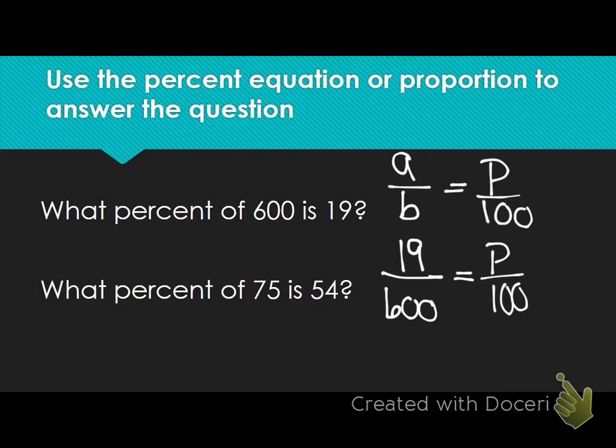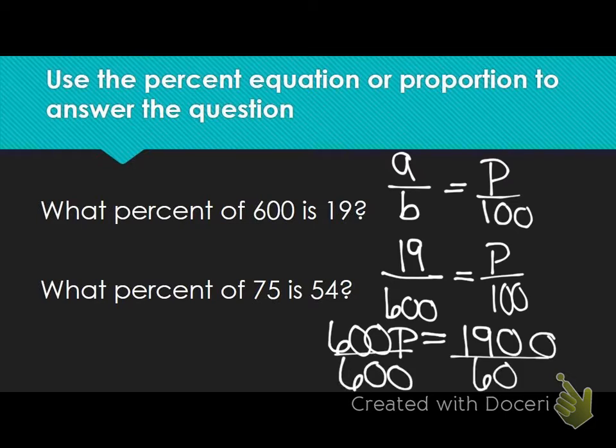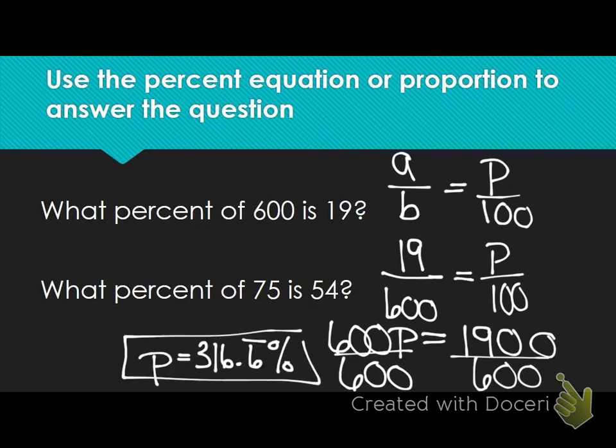Do my cross products. So 1900 equals 600P. Divide both sides by 600 and I have my answer. And it's already a percentage. So I just write my answer. Yeah, because P stands for percent. Any questions?